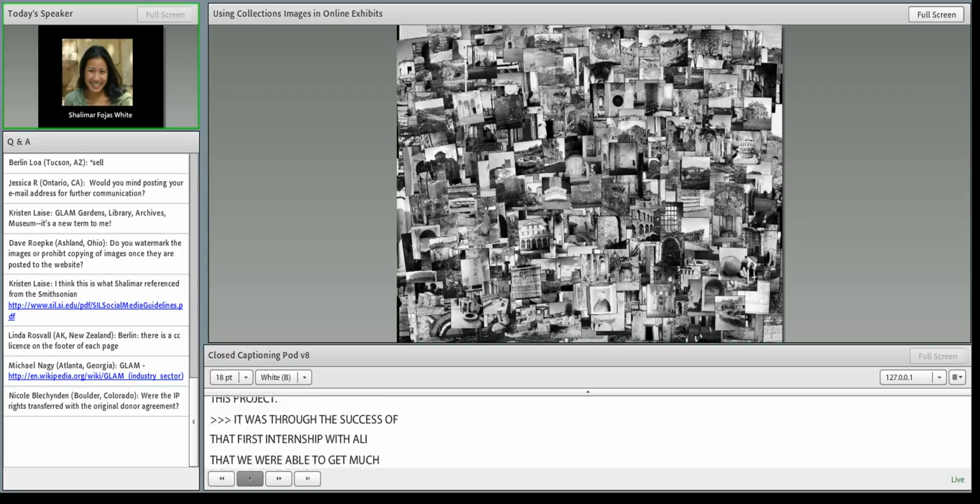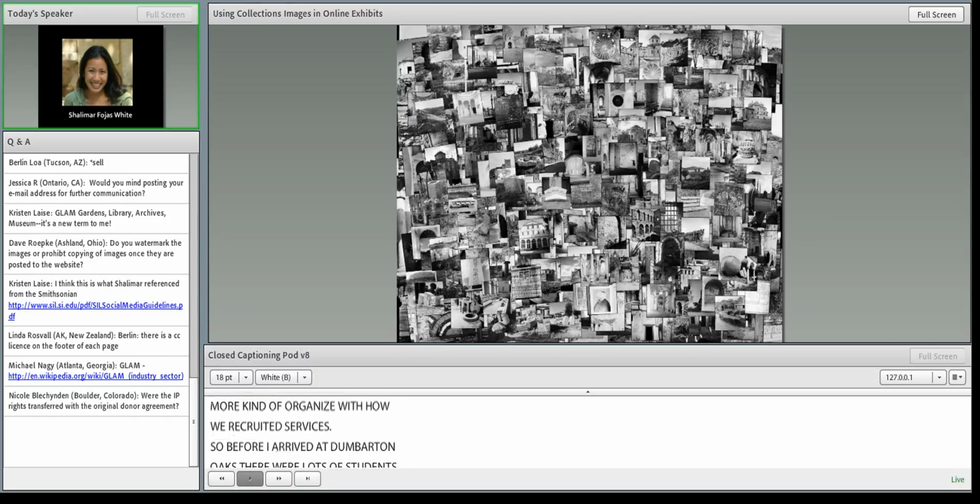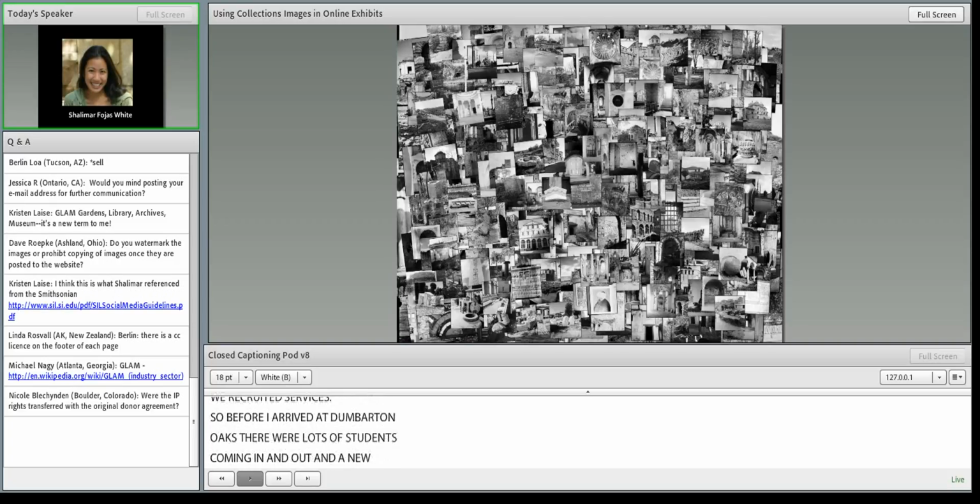Before I arrived at Dumbarton Oaks, there were lots of students coming in and out, and a new policy was instituted right when I started that every student who was an intern had to get course credit. I think in the past, many of the internships might have focused on straight digitization or relabeling or rehousing things that didn't have as much of an educational component. So the new policy forced us to really think about what we are trying to get out of the internship, and what the student was trying to get out of it.